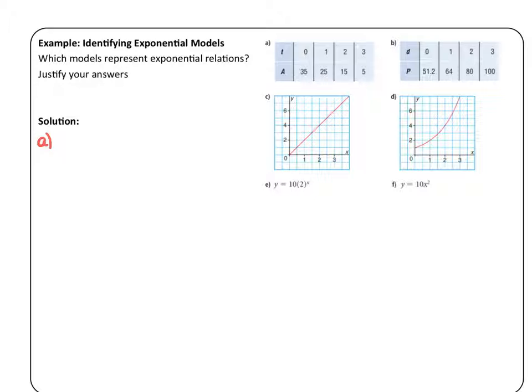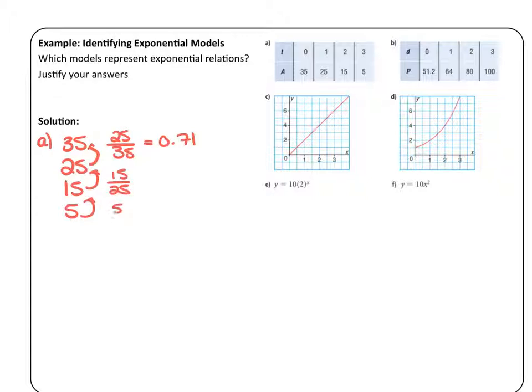So here we've got 35, 25, 15, and 5. Now, in order to find out if there's a growth or decay factor, all we're going to do is take the one number and divide it by the previous. So I'm going to take this one and divide it by this one. So I'm going to do 25 divided by 35, and I get 0.71. And then I'll do the same thing with these ones. So I'll do 15 divided by 25, and I'll do the same, 5 divided by 15.